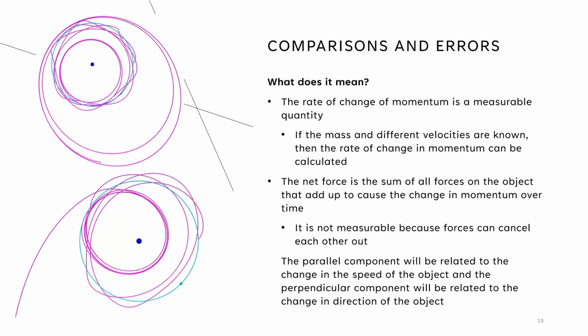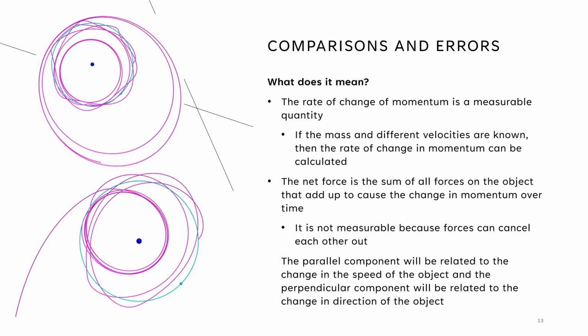So what does it mean? If we're looking at the rate of change of momentum and comparing it to the net force, they are the same thing for the most part. The only difference is that we can measure the rate of change of momentum just based on how fast it's going at a certain place, where it is, and how much it weighs. Whereas the net force is the sum of all forces, so we can get it by looking at the rate of change of momentum, but we can't necessarily know what makes it up, because it's made up of a lot of things and things can cancel out, so you never really know they're there.